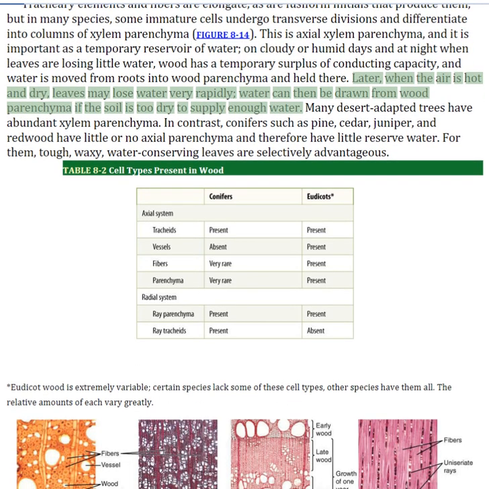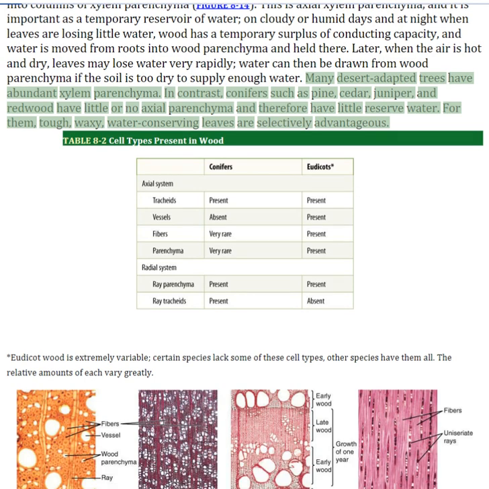Later, when the air is hot and dry, leaves may lose water very rapidly. Water can then be drawn from wood parenchyma if the soil is too dry to supply enough water. Many desert-adapted trees have abundant xylem parenchyma. In contrast, conifers such as pine, cedar, juniper, and redwood have little or no axial parenchyma and therefore have little reserve water. For them, tough, waxy, water-conserving leaves are selectively advantageous.